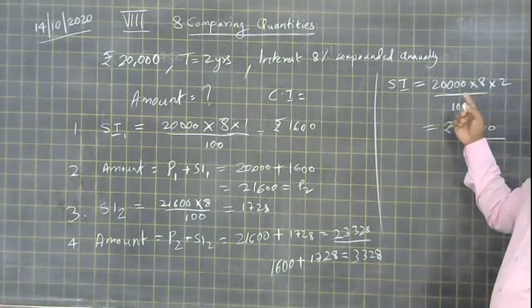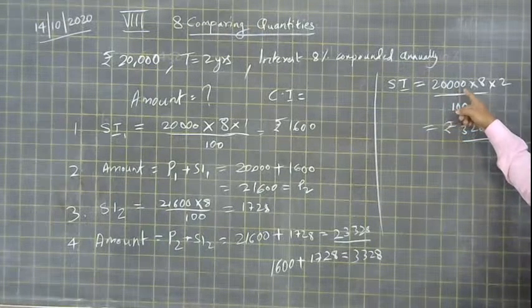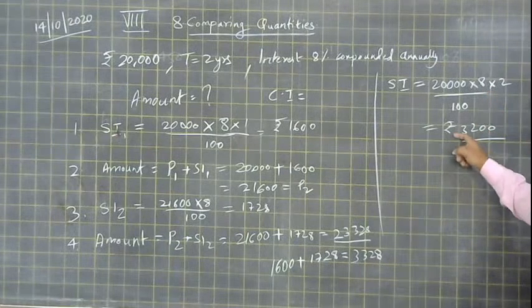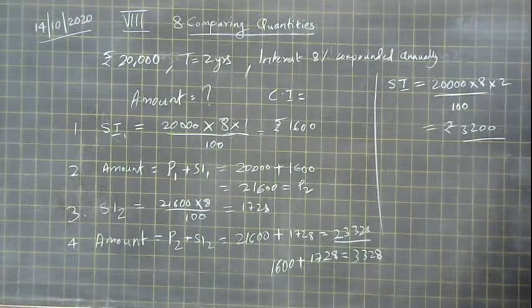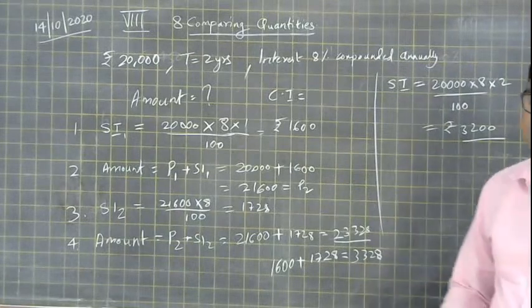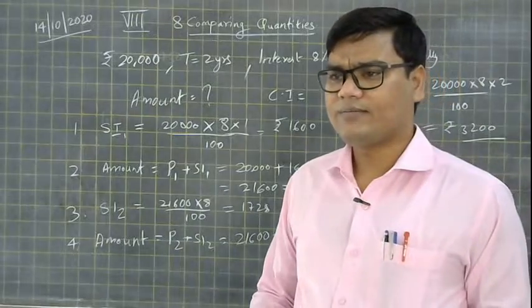And let us see the simple interest for 2 years. P is 20,000, T is 2, and the rate is 8%. So the simple interest is 3,200. We see that the simple interest is less than the compound interest. Is that okay? Is that clear?